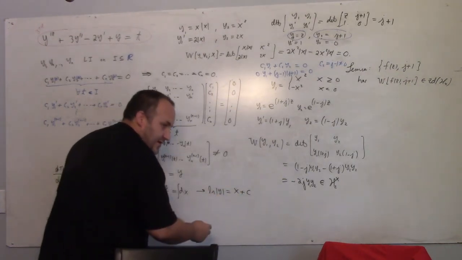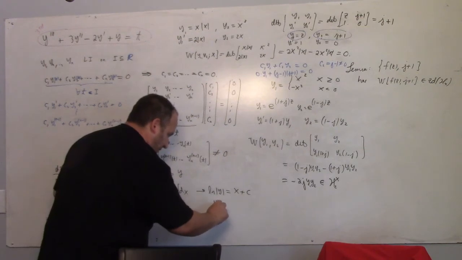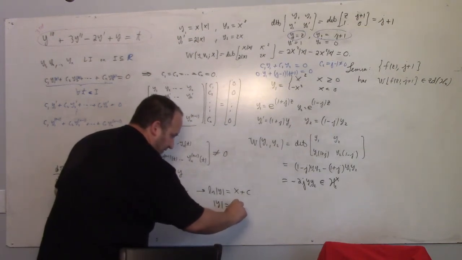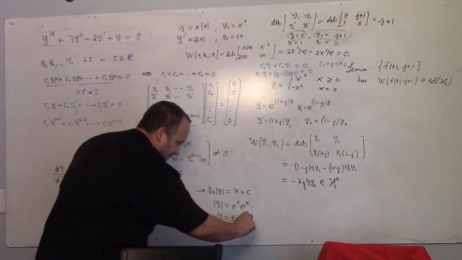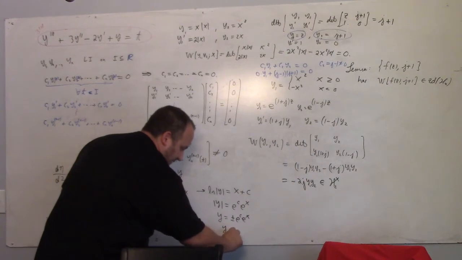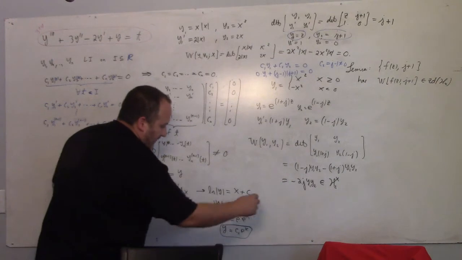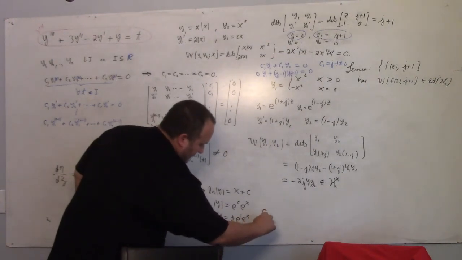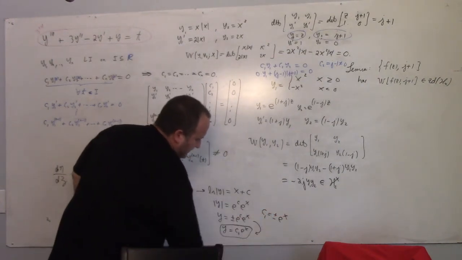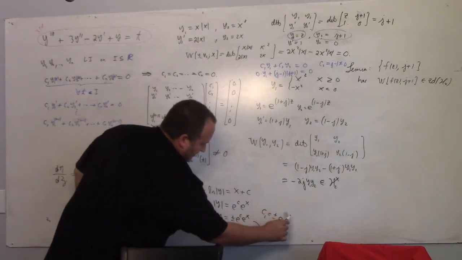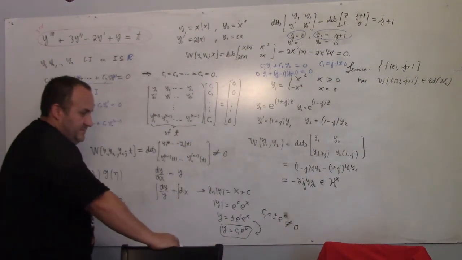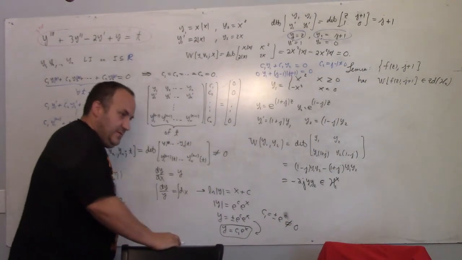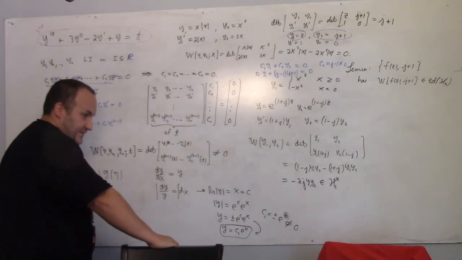So we exponentiate both sides. We get absolute value y equals e to the c times e to the x. So y is plus or minus e to the c times e to the x. So we'll just say y is equal to c1 e to the x. There you go. However, c1 is plus or minus e to the c, that is non-zero. So technically, this derivation does not allow y equal to 0 as a solution.